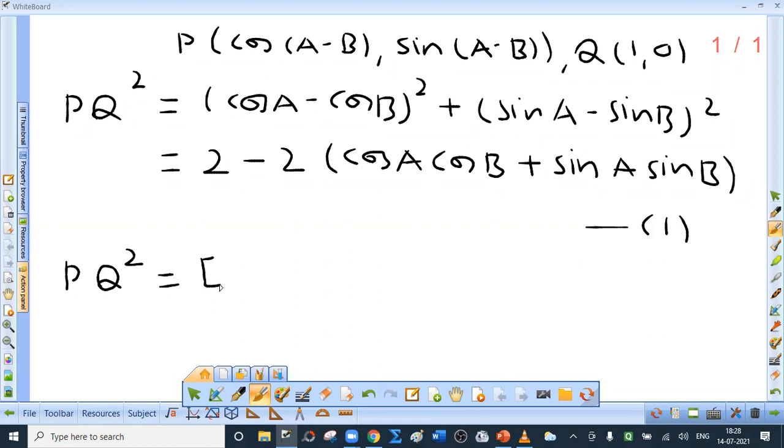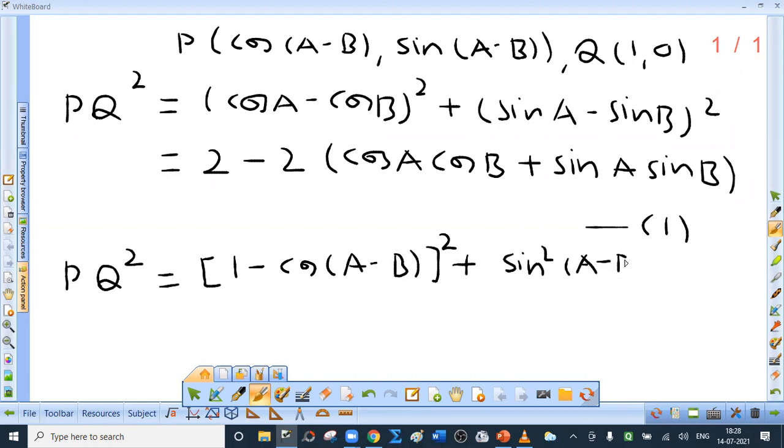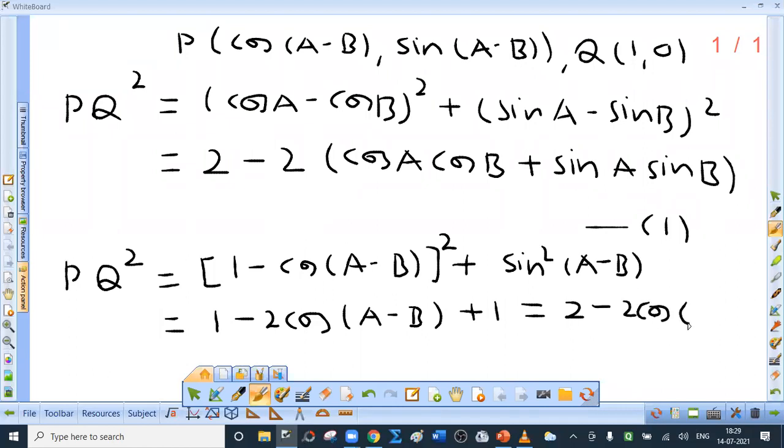Now tell me what will be PQ square? It will be (1 minus cos of A minus B) square plus (0 minus sine of A minus B) square, means simply sine square. Now open the bracket. So it is 1 minus 2 cos of A minus B plus cos square of A minus B. Along with it, sine square A minus B is there. So can I directly write 1 for that? I am omitting a few steps. So effectively it is 2 minus 2 cos of A minus B. So this is the second result.